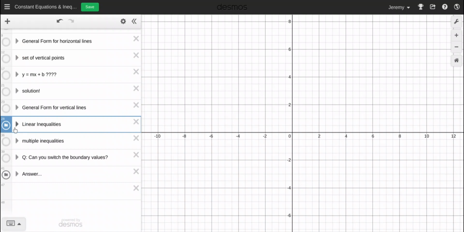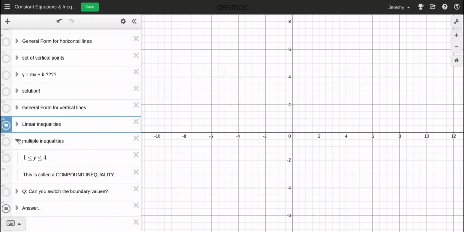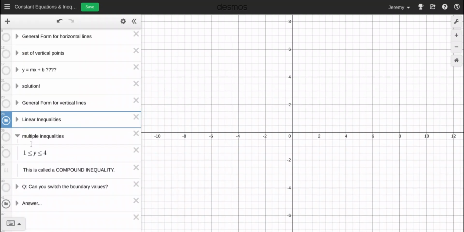Okay, now what about this? What if we have multiple inequalities? What's going to happen? Well, let's think about it for a second. This says 1 is less than or equal to y, which is less than or equal to 4.